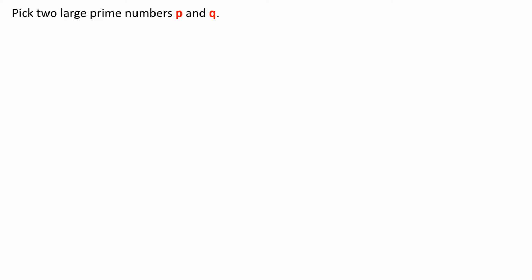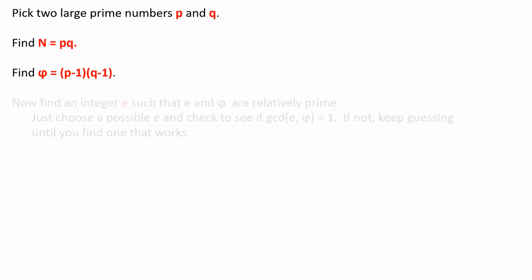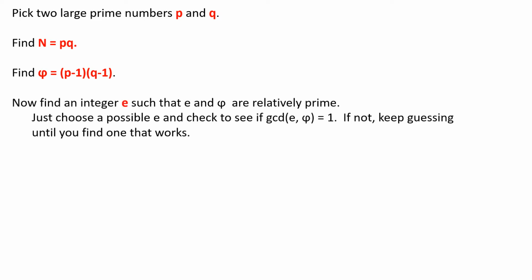So here's how the process works. The receiver is going to pick two large prime numbers, P and Q. Then he will take P times Q and get N. Then he'll also find phi, which is P minus 1 times Q minus 1. Now, he has to find an integer E such that E and phi are relatively prime. Now, how is he going to find this E? Well, we would just choose some E, and then check to see if the GCD of E and phi is 1.